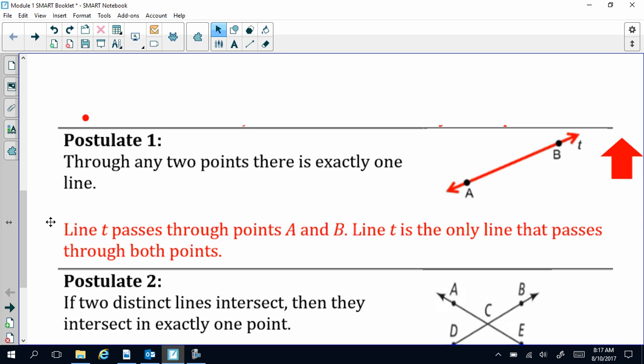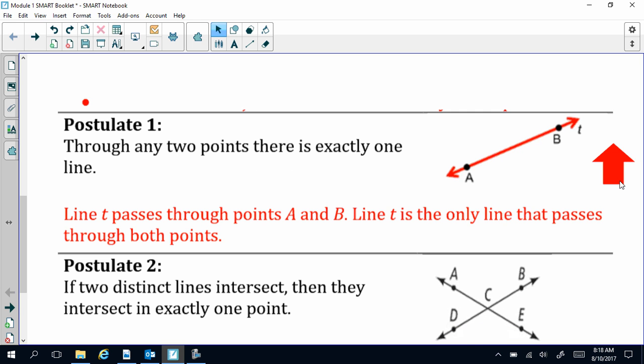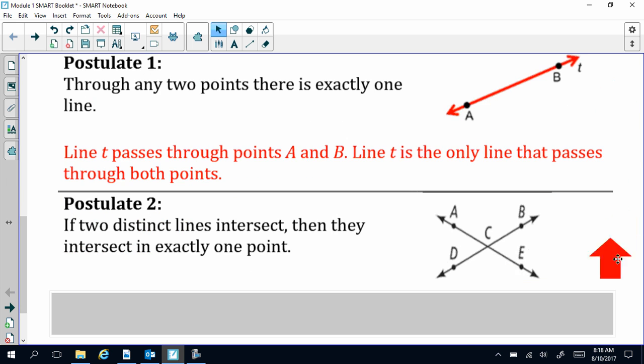In this case, and I do want you to write this down here, line t, see the lowercase t, that is one way to represent a line, passes through points A and B, and line t is the only line that passes through both points. So there's not another line that's going to do that. Now, let's chat real quick about some of our notation. Lines can be represented multiple ways, but one of the ways is with a lowercase kind of cursive letter. Points are always going to be capital letters. And again, that postulate, you should be saying, yeah, that makes sense. I knew that already. Let's go to Postulate 2, and again, pause as you need to.